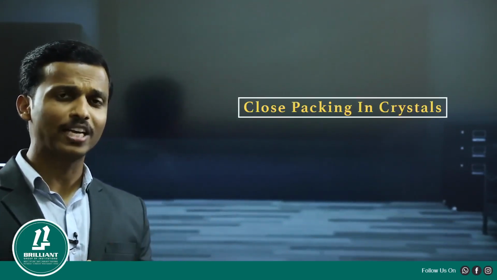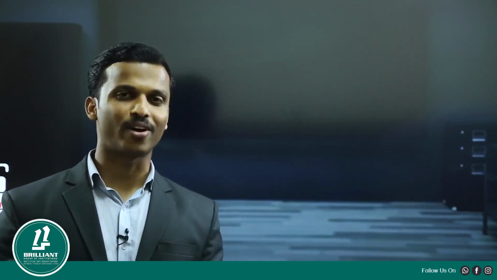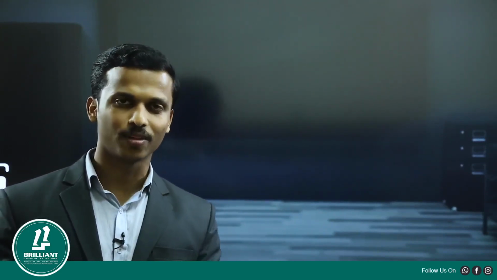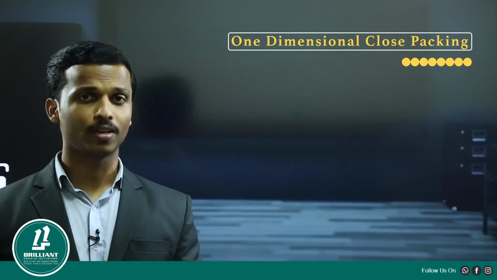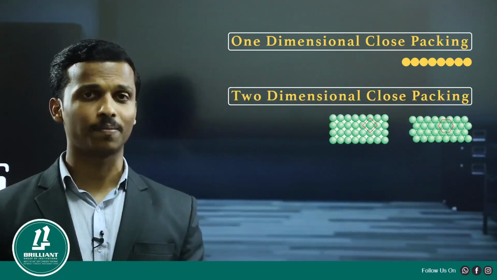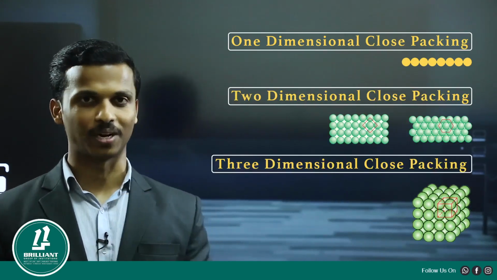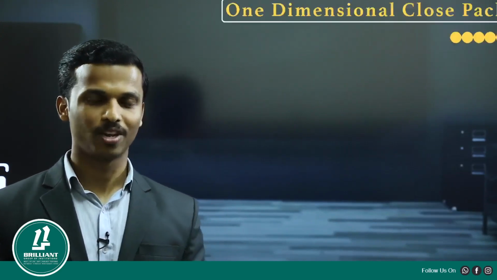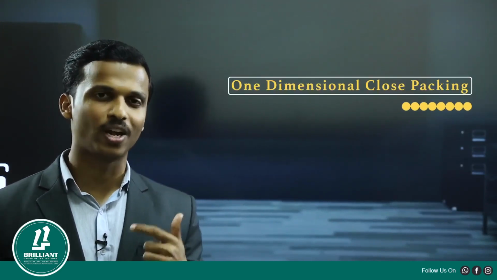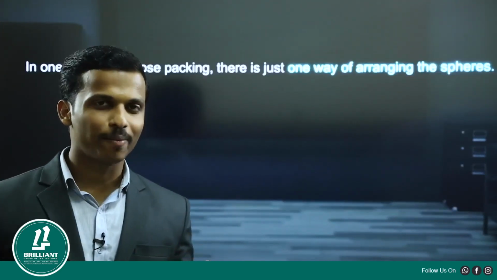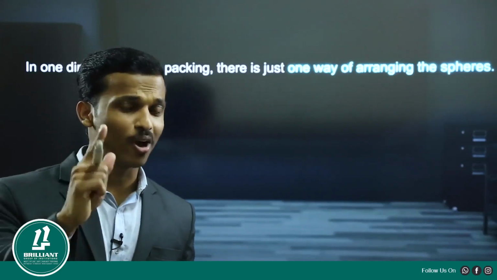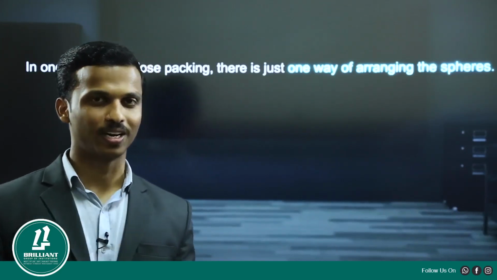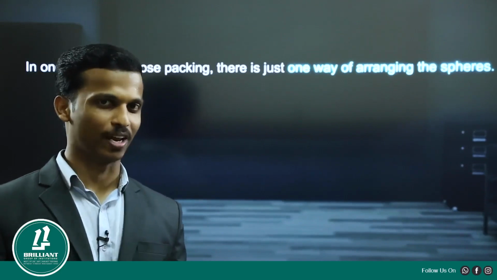The close packing in solids, we can mainly classify into three categories. They are close packing in one dimension, in two dimensions, and close packing in three dimensions. So let's study one by one. First of all, close packing in one dimension. In one-dimensional close packing, only one way of arrangement is possible. Let's see what that one way of arrangement is.